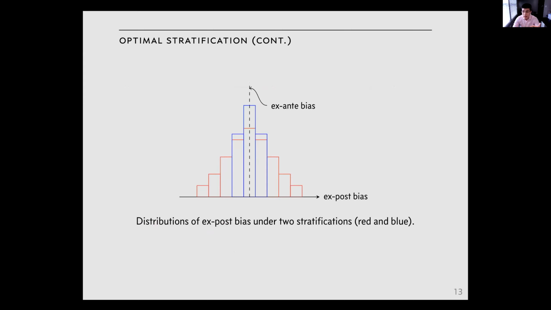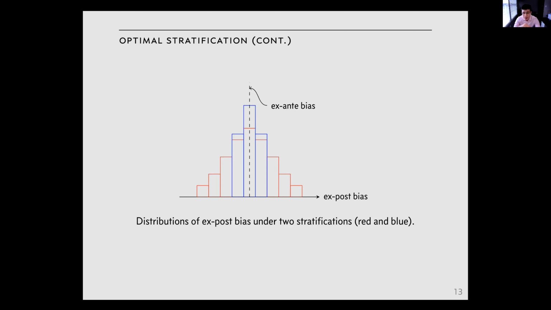So to illustrate everything that I've just said, I plot the distribution of the biases for two different stratifications, one for the blue bar and one for the red bar. And you can see that both of them are centered around the same thing, which is the ex-ante bias, because as I've said, the ex-ante bias doesn't depend on stratification at all. They're the same. But the red bar is more spread out than the blue bar. And you can see the ex-post bias is more spread out. And intuitively, you can tell, well, this is a worse stratification, but we need to make everything formal here.